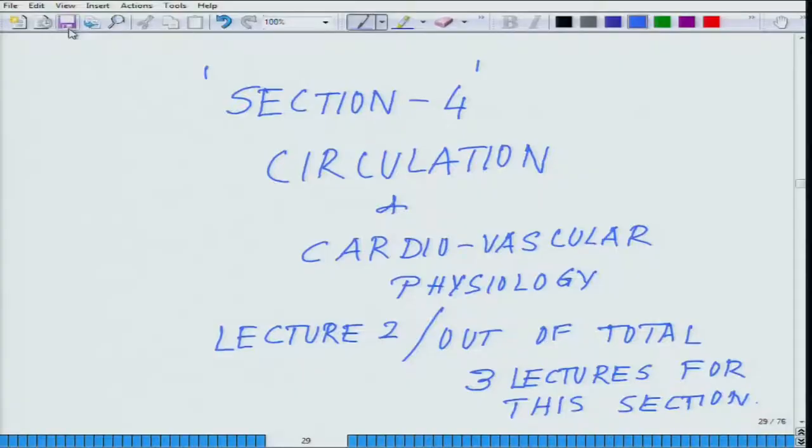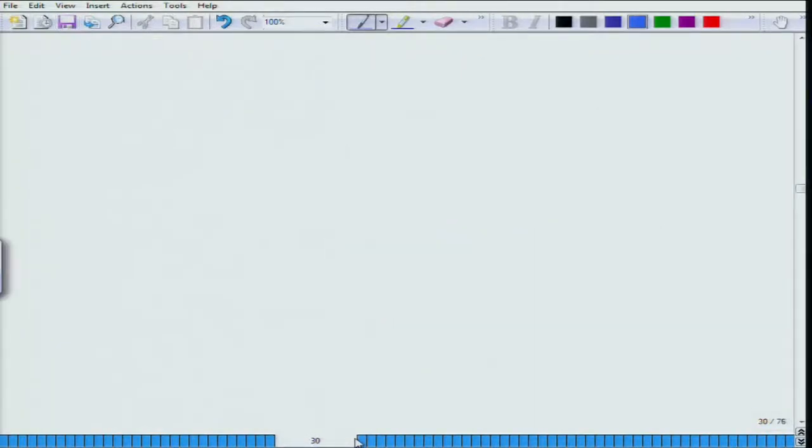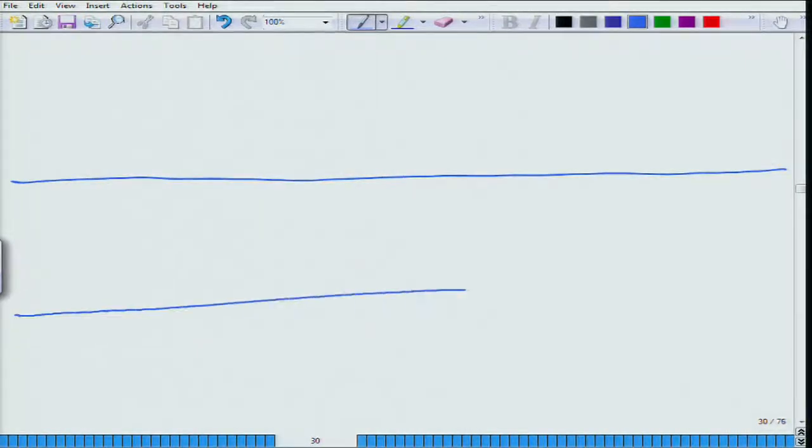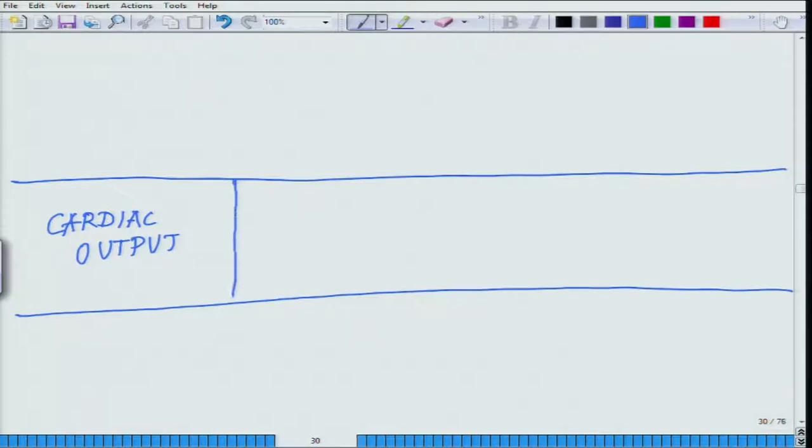Okay? So let's start with section 4, the circulation and cardiovascular physiology. This is the second lecture. From here we move on to, let's see what the control units are. This will be a diagrammatic schematic view of where all we are having the control. We talked about the cardiac output while we were talking about the heart. This is very important: the cardiac output is the first thing, generated by the heart. And that leads to the arterial blood pressure, which is the actual blood pressure.